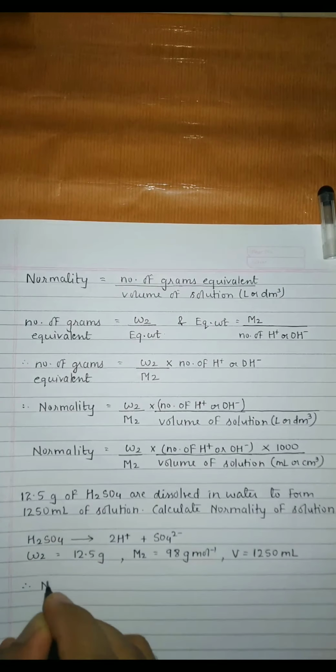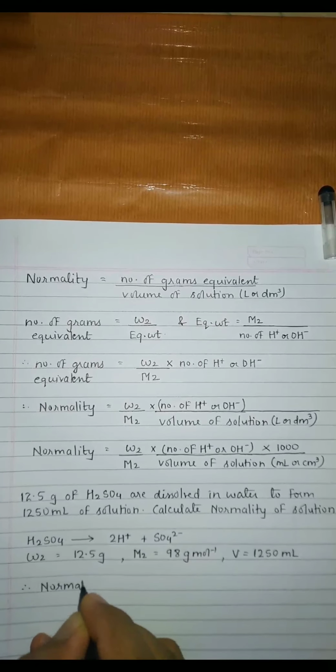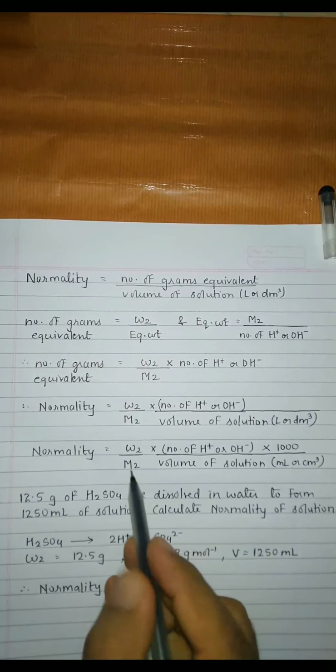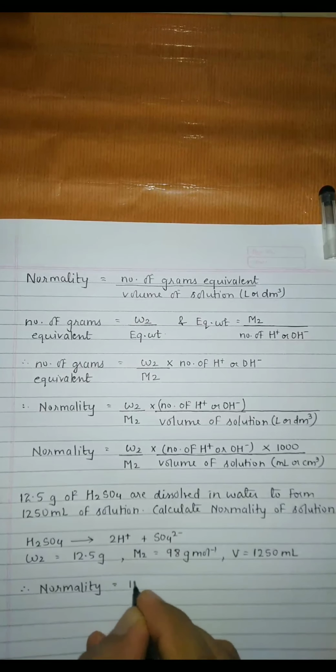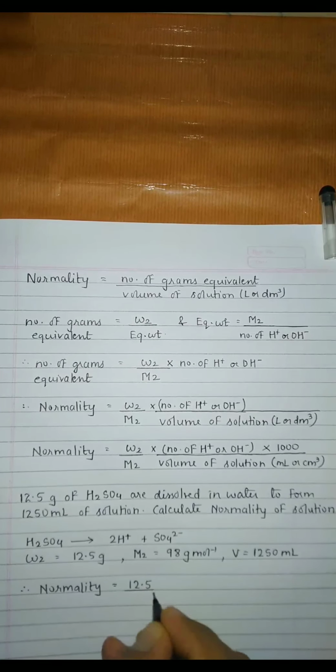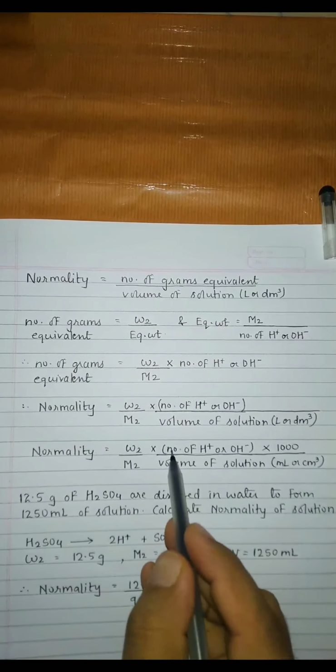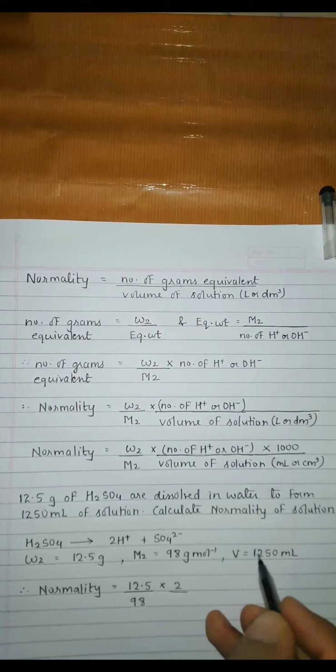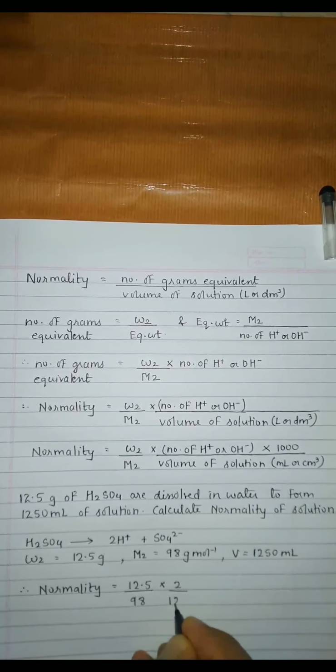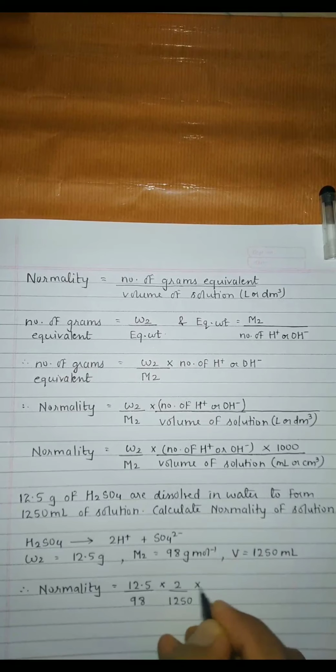1250 milliliters. Therefore, normality will be equal to, instead of W2, I'll write over there 12.5 grams. Instead of M2, I'll write over there 98 multiplied by, instead of number of H+, I'll write over there 2 upon volume, which is in ml, that is 1250 into 1000. And when I solve this, I get value equal to 0.204 normal.